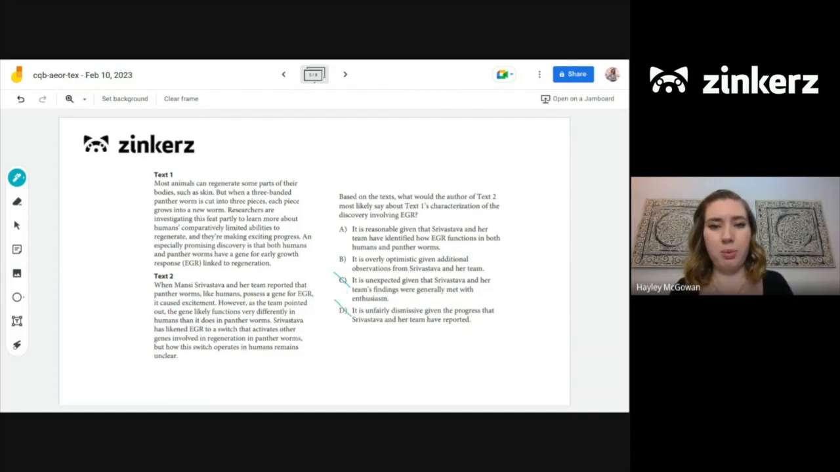All right, so then between A and B, B is definitely going to be the more specific one, talking about the fact that it's a little bit overly optimistic because there are some things that they still don't know, so we can't proclaim to the world yet that this is going to work and can tell us about regeneration in humans. All right, so B is definitely going to be the right choice.